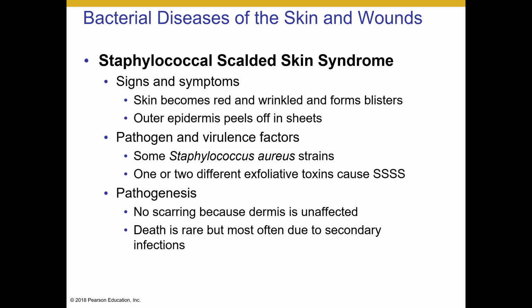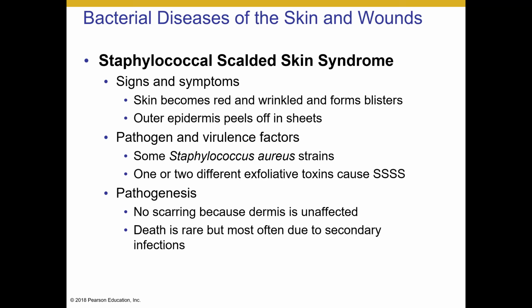Staphylococcal scalded skin syndrome, or SSSS, is a more serious condition caused by certain strains of S. aureus. In this disease, the skin becomes red, wrinkled, and blistered. Eventually, the outer layer of the epidermis peels off in sheets. It looks similar to a severe burn, which is why it is called scalded skin.